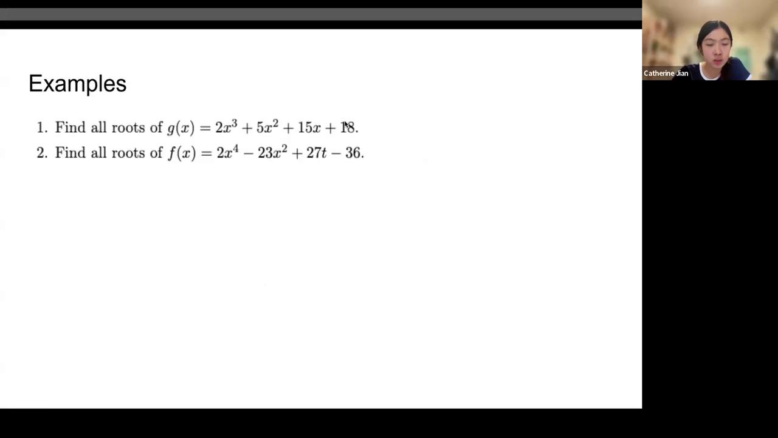Okay, so here are two examples. These might be a little tedious, but I think they're good practice for the theorems that I stated before.